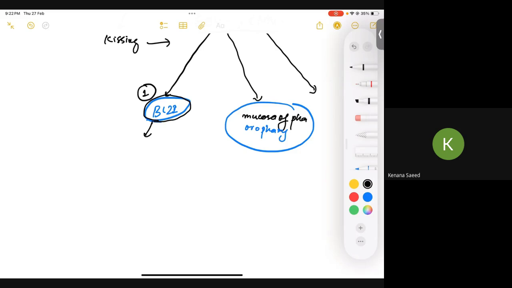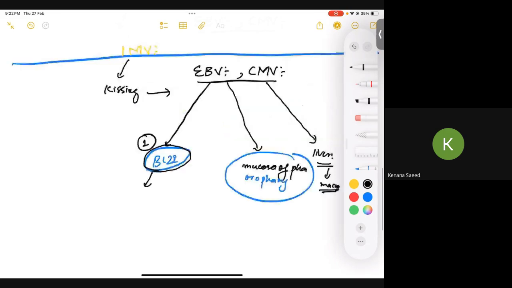Is that clear? And the third place is going to be your liver. So it's also going to attack the liver, especially the macrophages, the Kupffer cells. You already know that macrophages within the liver are known as Kupffer cells. Is that clear?